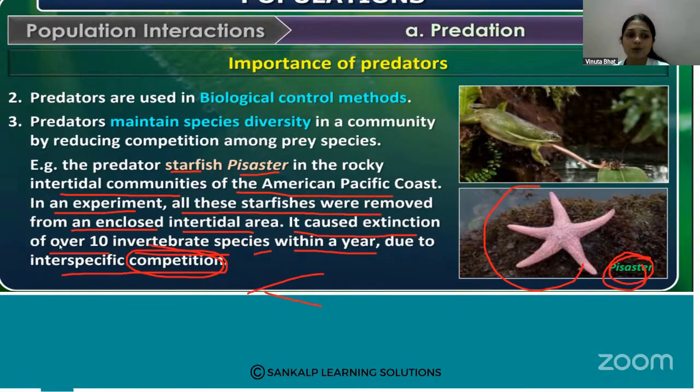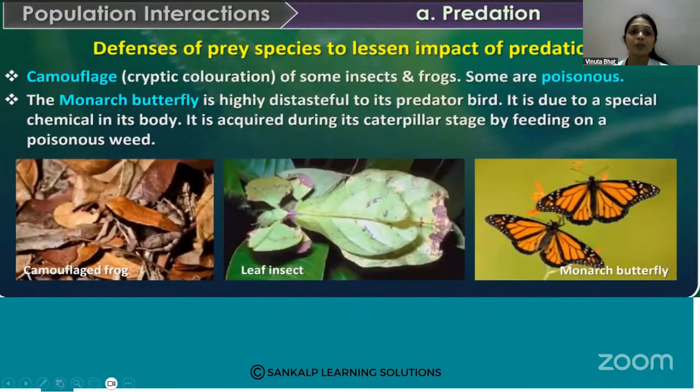Okay, so then defense of prey species to lessen impact of predation.